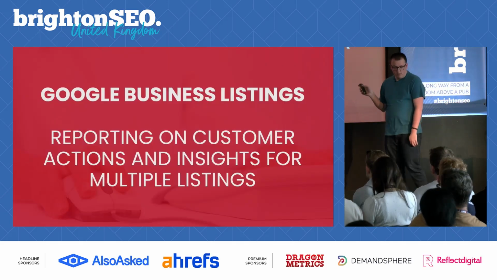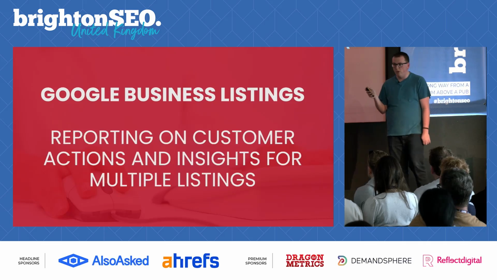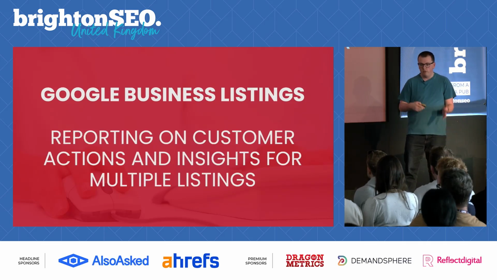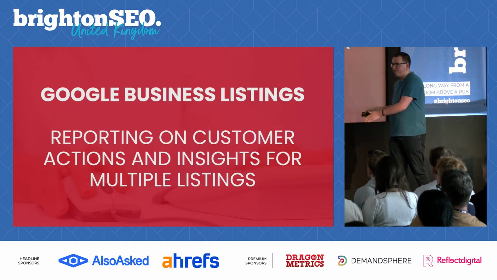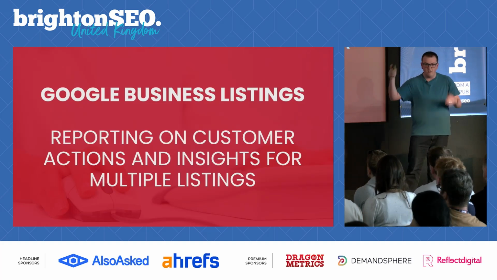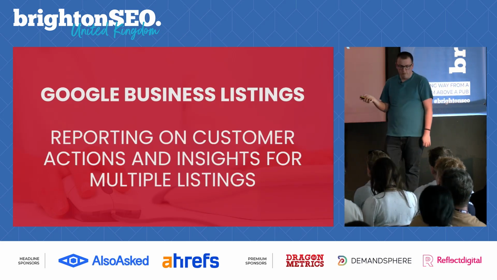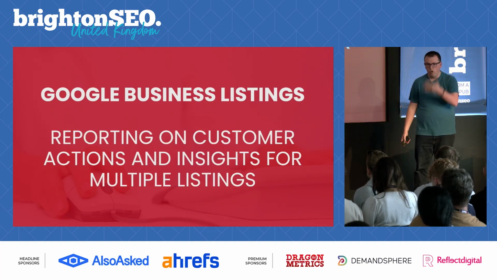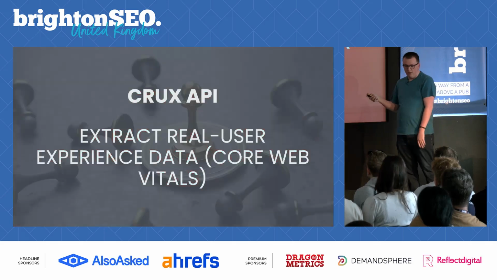So Google Business Listings, reporting on customers' actions and insights for multiple listings. Of course, when we go onto the general Google Business Listing platform, you've got to go into each listing to then see the performance. What you can do here is connect it to multiple Google Business Listings. So it's useful if you've got multiple locations for your business with multiple different business listings. You can then run that data and put it all into one sheet instead of having to go into different sheets or onto their platform.